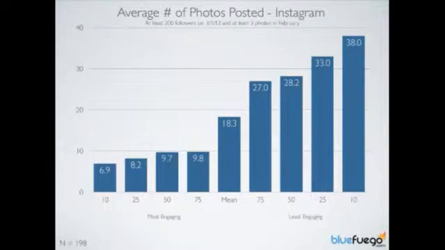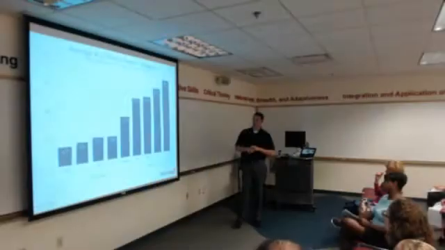So you can see this really sharp decline. The 10 most engaging accounts out of those 200 averaged 6.9 photos. The 10 least engaging accounts averaged 38 photos, so a little over a photo a day. But you can basically see the upper 50th percentile, 51 to 100%, are in this 6.9 to 9.8 range, with the mean there 18.3. So we definitely see this correlation, right? That the more content you post, the less likely your audience is to interact with it.